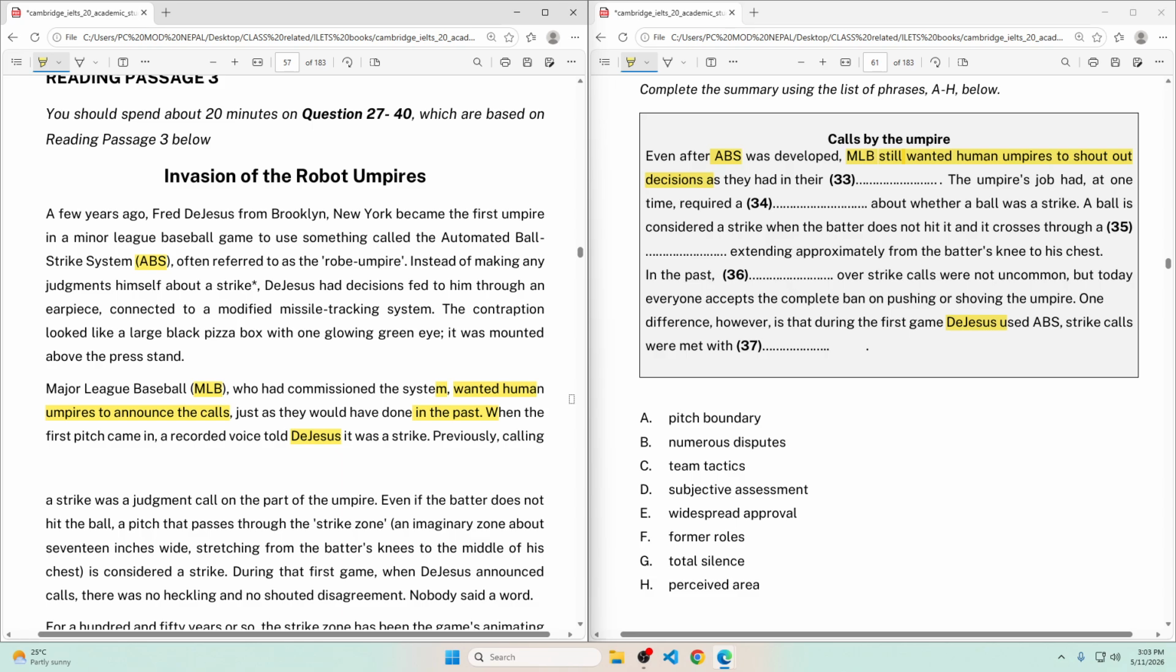This boundary, numerous disputes, team tactics, subjective approval, formal rules, total silence, perceived area. As I said, past is the answer, but you cannot write that word in question number 33. You need to choose one of the given options. So our answer is F, because former means past. Former roles means past. That is it.